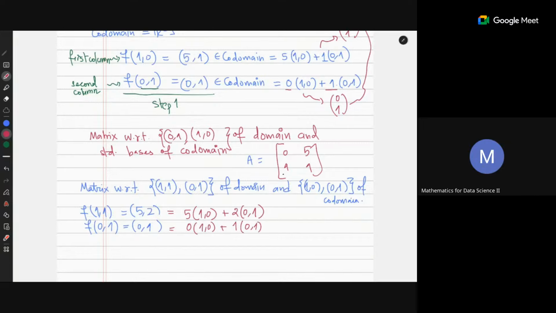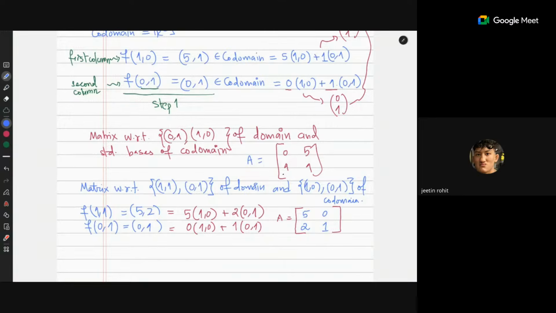Right. Now, can anyone tell me how the matrix will look? So 5, 2 in the first column, then 0, 1. Right. It's 5, 2, and 0, 1. Good. So you guys understand, right? Yes, Chetan, you had something to ask back then?